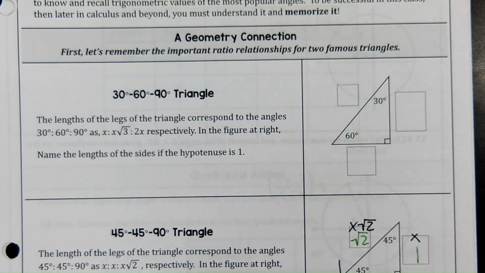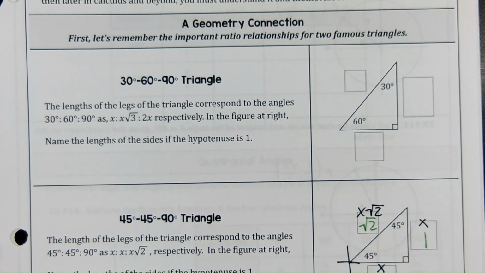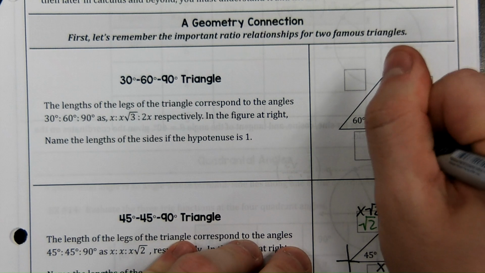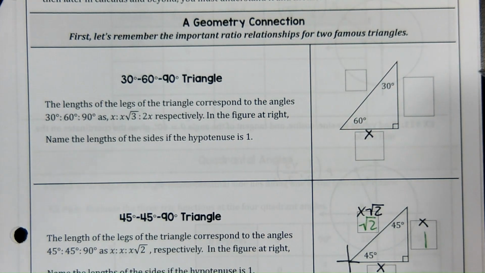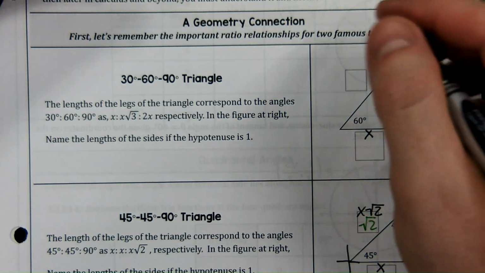Next, the 30, 60, 90 triangle. Again, the way the author of these notes and a lot of textbooks want me to do that is this way. The side length across from the 30-degree angle is always the smallest side because it's across from the smallest angle. You could call that x. The hypotenuse is always double that.